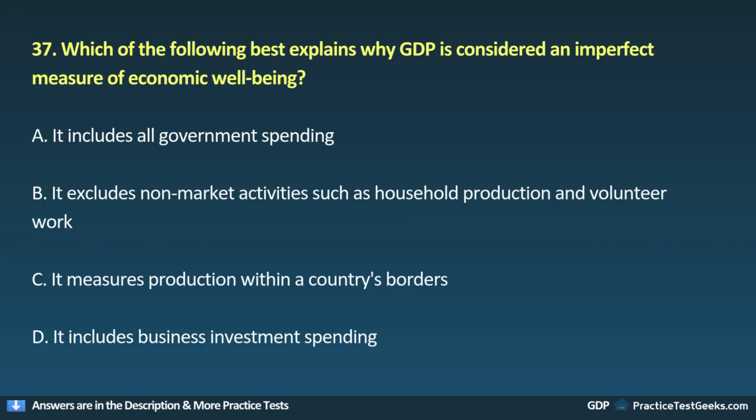37. Which of the following best explains why GDP is considered an imperfect measure of economic well-being? A. It includes all government spending. B. It excludes non-market activities such as household production and volunteer work. C. It measures production within a country's borders. D. It includes business investment spending.